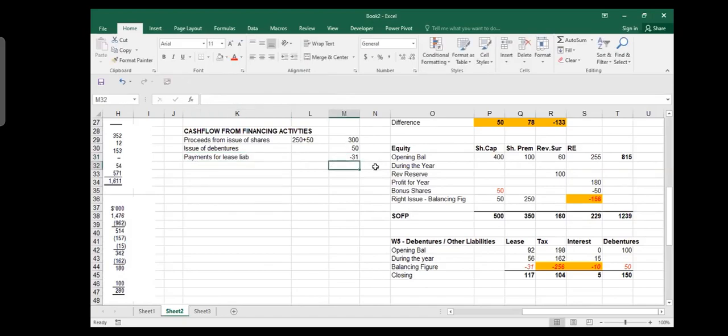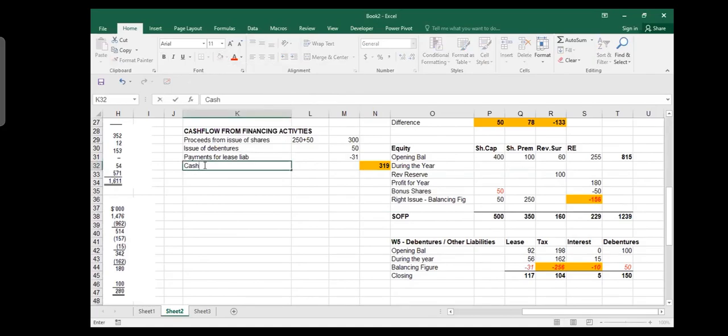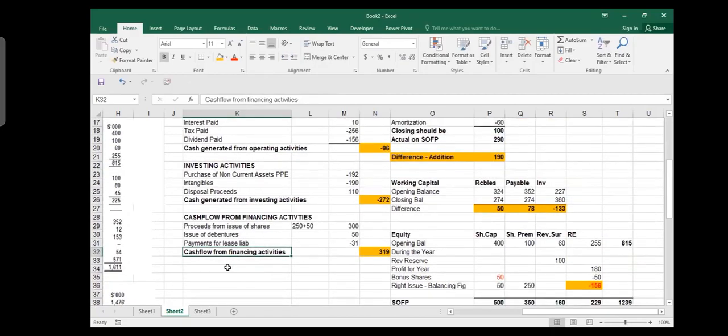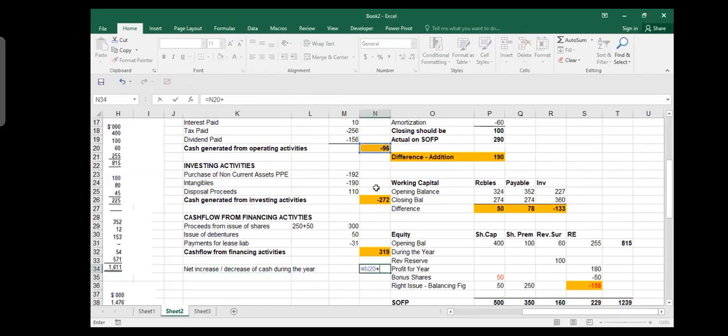And now you make a total. And you do it like this. And this is 319. And let me change the color. And I'll call it cash flow from financing activities. So this is the line I need, and I will say net increase or decrease in cash during the year. So how much cash you are getting, we'll make a total of this, plus this, plus this. So three things. Oh, it becomes minus 49.